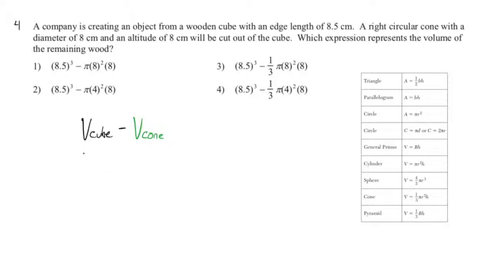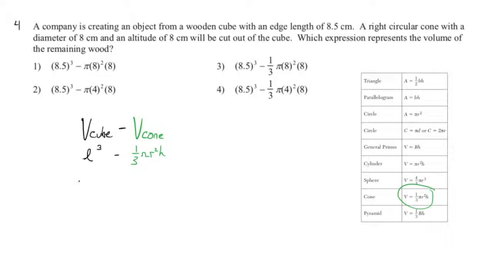We know that the volume of a cube will be, well, it's a rectangular prism, so length times width times height works, but actually the length, the width and the height are the same quantity. We could call it length times length times length, or length cubed. And we can put in the volume of a cone straight from the table as 1/3 pi r squared h.